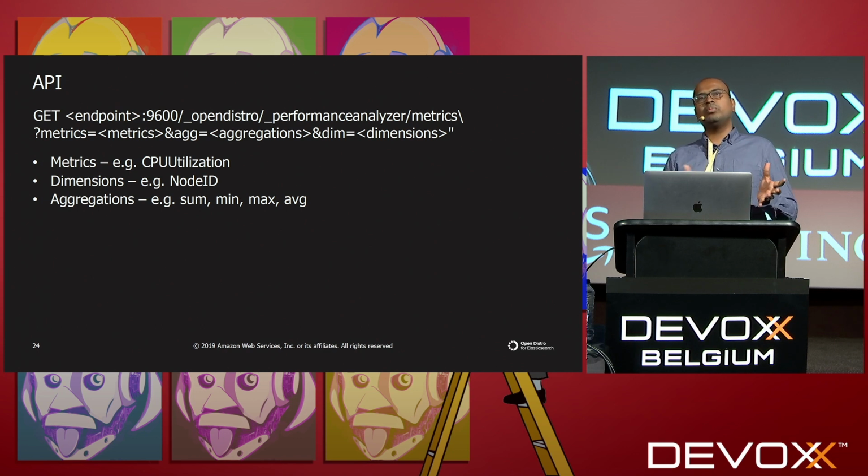For example, if you say CPU utilization by node ID, it will give you CPU utilization per node. But if you say CPU utilization by operation, it will give you something else. By operation, like shard bulk, shard search, if you have a cluster where you're running different operations at the same time. You can also have CPU utilization by operation and node ID, in which case you'll get both. So it's like a group by operator for metrics. And you can also do aggregations like sum, min, max, and average.